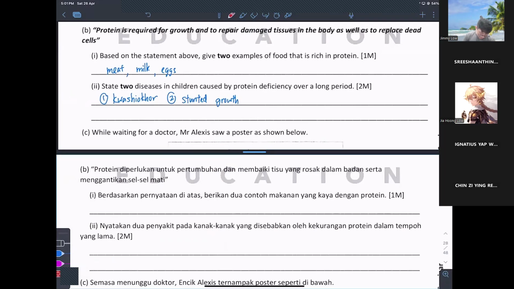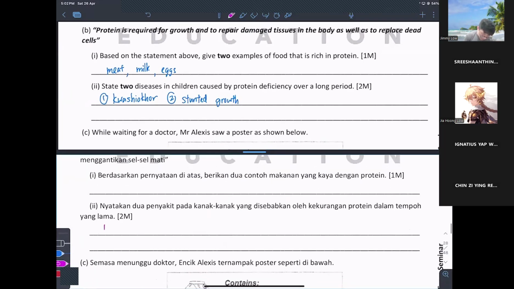Okay, so in BM, you can answer in this way. Kwashiorkor as well. The other, stunted growth, means masalah pertumbuhan. Okay, you can just mention stunted growth because protein, you eat more to make new cells. So whenever you grow, you must need protein. So this is the kind of thing that you are going to face whenever you have protein deficiency.